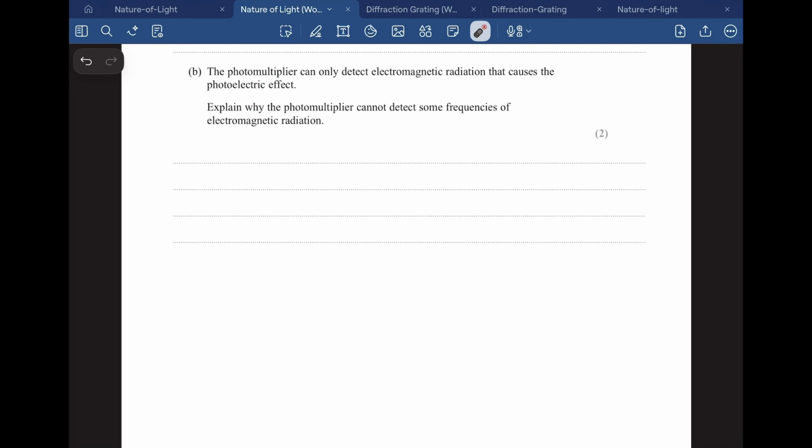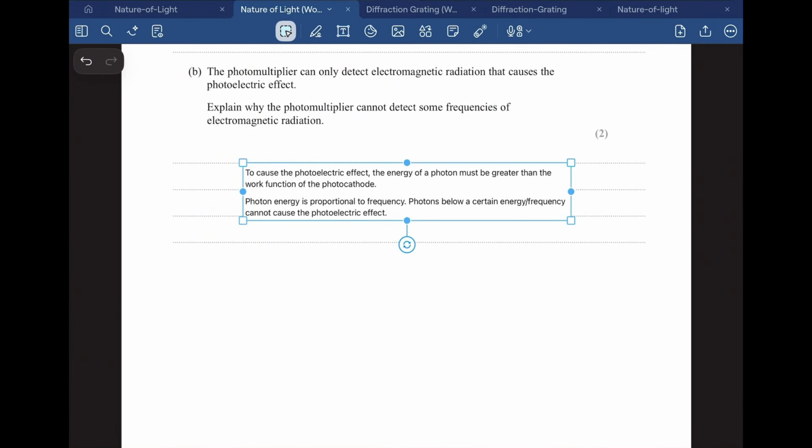We know to cause the photoelectric effect, the frequency of the photons must be greater than the threshold frequency of the photocathode. If that is not satisfied, then the electrons will not be emitted and that will not cause the photoelectric effect. We know photon energy is proportional to frequency. So photons below a certain frequency cannot cause the photoelectric effect, and they won't be detected by the photomultiplier, something that I have been explaining throughout the session today.